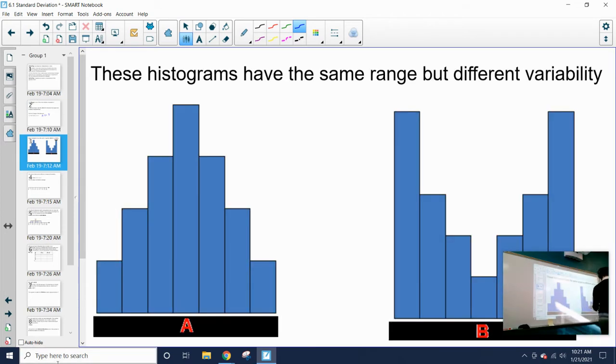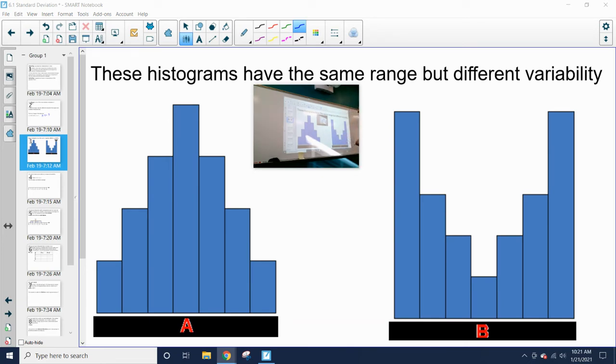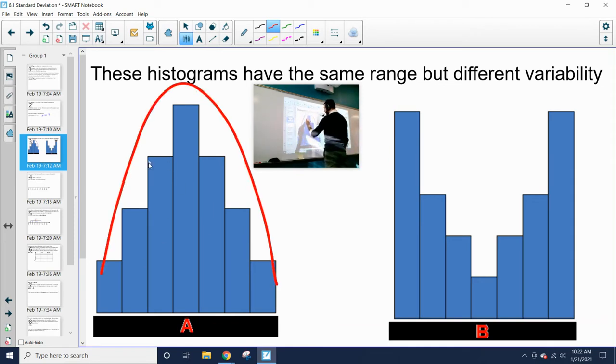And if we look at these two histograms right here, let me move this up here. Look at these two histograms. They both have the same range. They both have the same spread. But if we look at the data, their variability is much different. In my first graph, the majority of my points are in the center. I have a large majority of data in this center area, so my mean is going to be in here, and the majority of my points are going to be close to that mean. I don't have very many points far away from that.